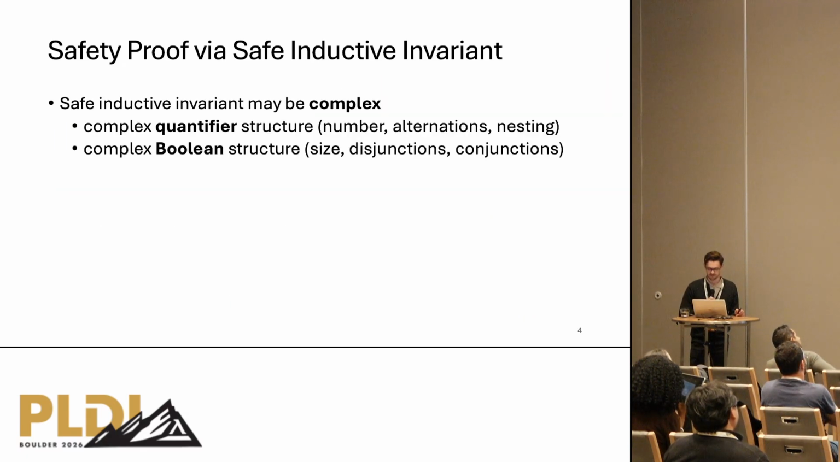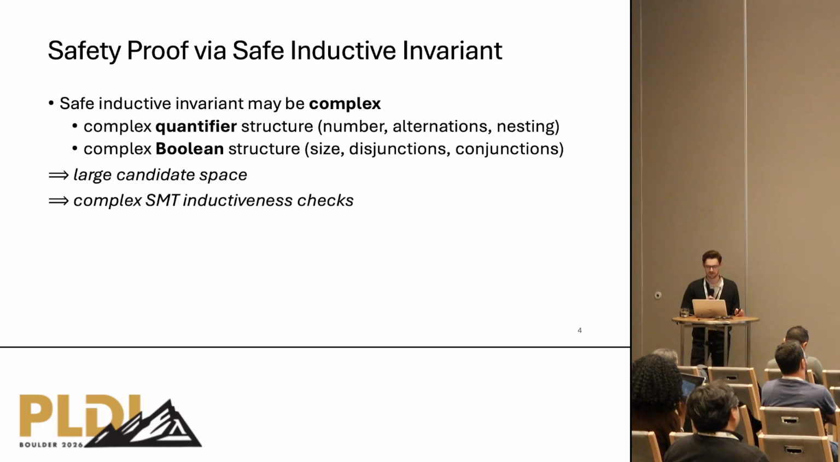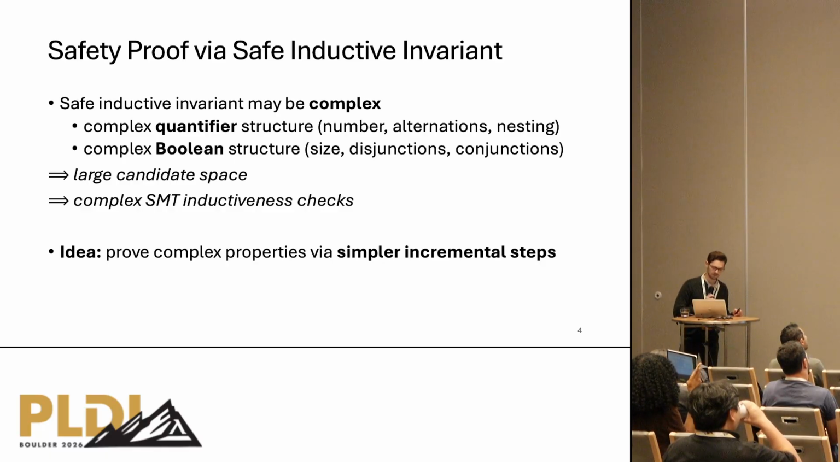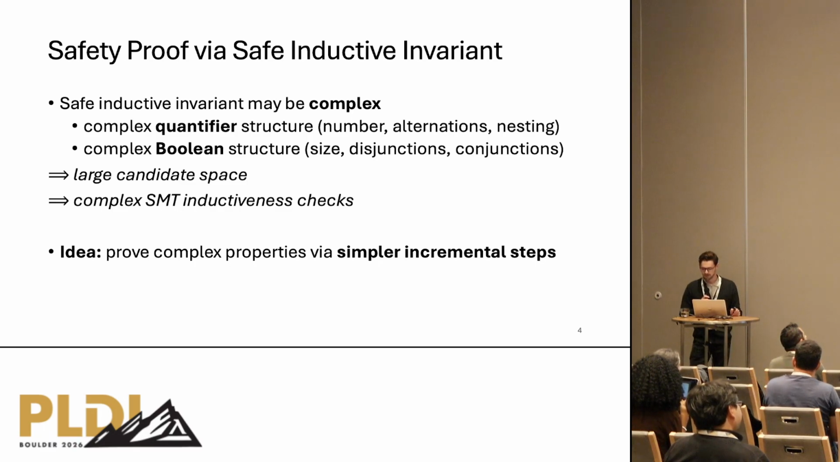And these two sources of complexity mean that when we are trying to write a safe inductive invariant for this kind of problem, we need to consider a large candidate space for possible invariants, either manually or using an automatic technique trying to find a safe inductive invariant. And additionally, when we want to check a candidate invariant, we need to perform complex SMT queries that may involve a lot of quantifiers. So the idea in this work is to prove complex properties such as the invariant that I showed you before, but by breaking them down into simpler incremental steps.